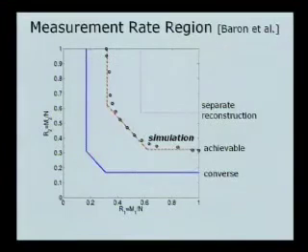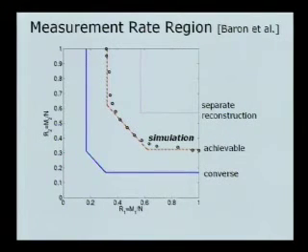Now, if you look at that corner of the measurement rate region, those are a lot of measurements. We want to measure less. How many measurements do we actually need? Well, we have the solid blue line, and that's a converse result, a lower bound. It says that anything below in this area is not going to succeed, no matter what reconstruction routine you want. Okay?